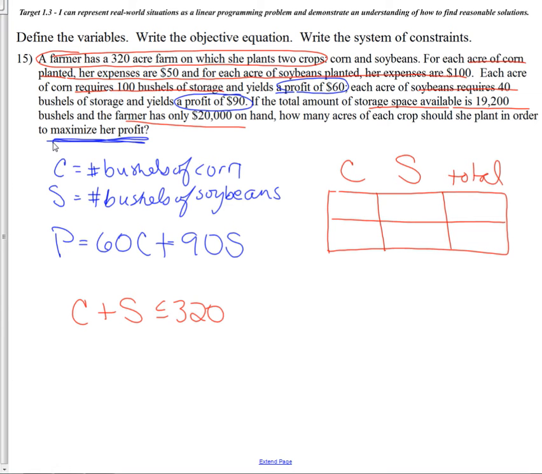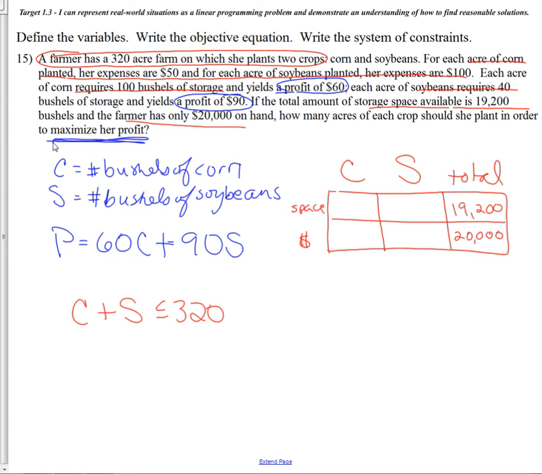So the total that we have, let's see, storage space, so this must be space, and this must be money then. Those are our two limitations. We only have 19,200 for space, and we only have 20,000 for money. So now let's look at corn.